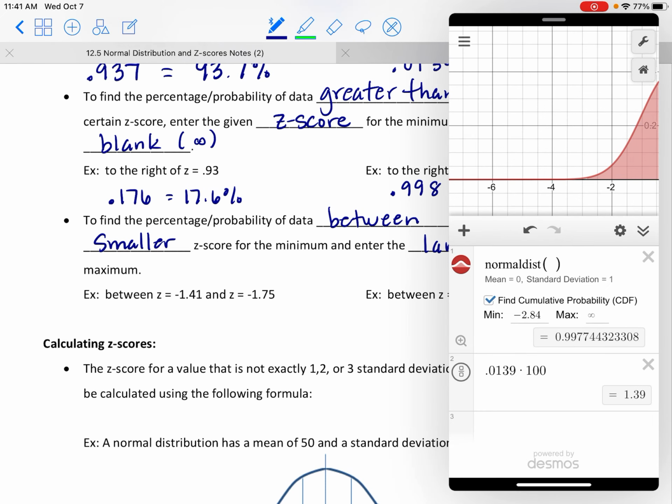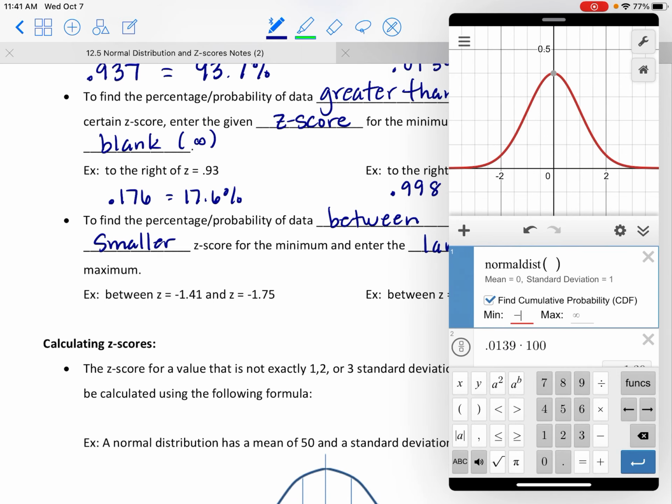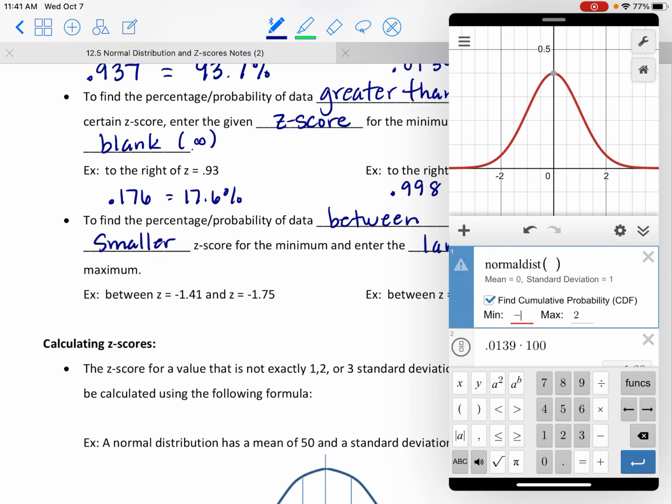Okay? Now again, if this was an empirical rule problem, let me fix my graph here. If I wanted to go from one standard deviation below to one standard deviation above, we already know that the empirical rule tells us that's 68% of the data, and that's confirmed there. Or if I wanted to go 2 above and 2 below, that's 95% of the data. That's what the empirical rule said, right? But if our z-scores aren't exact, then we can't just use the empirical rule to state that, oh, that's 95%.